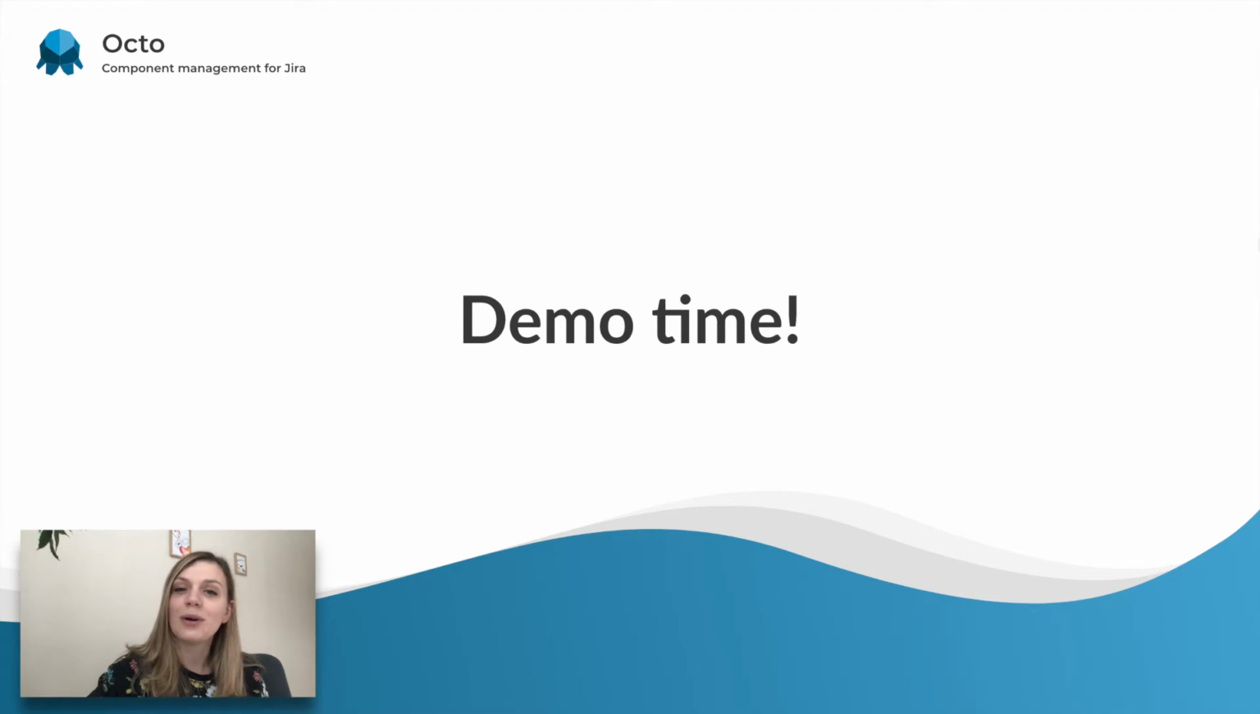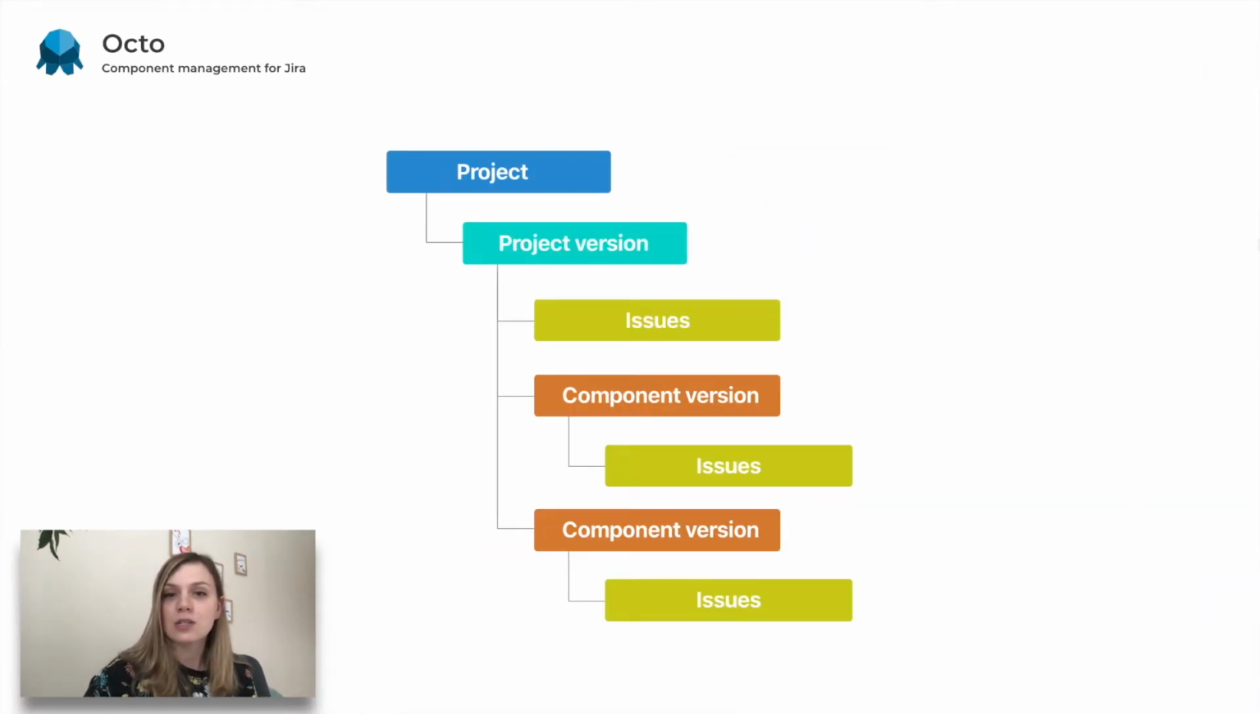So let's have a look at how we can achieve this in Jira. There isn't actually a solution for this in Jira out of the box, so we developed a Jira app called Octo Component Management for Jira. This app allows you to create cross-project components and also component versions.